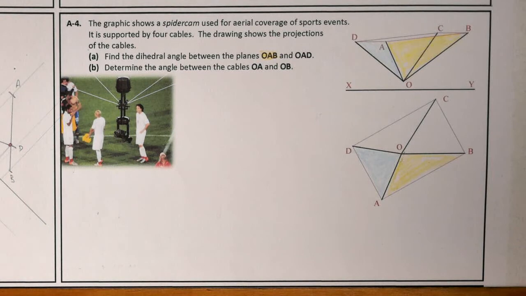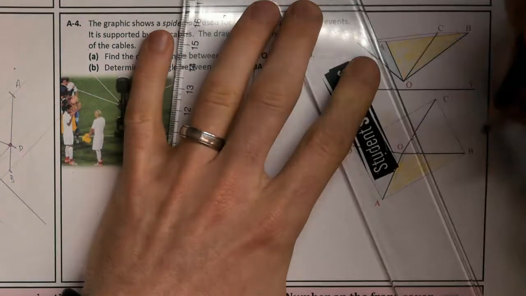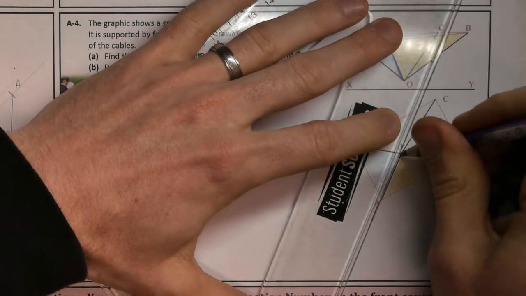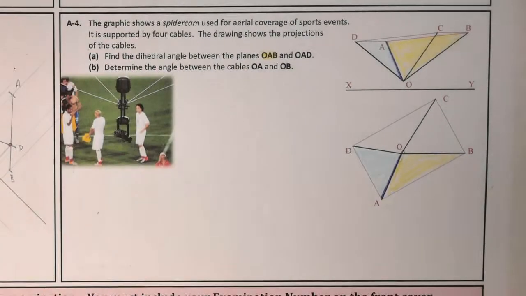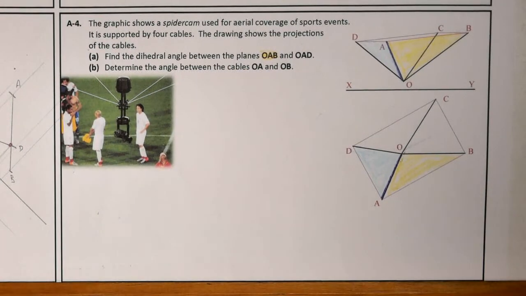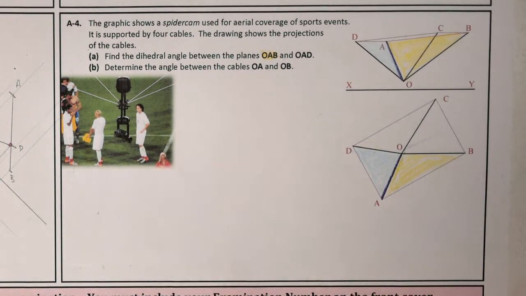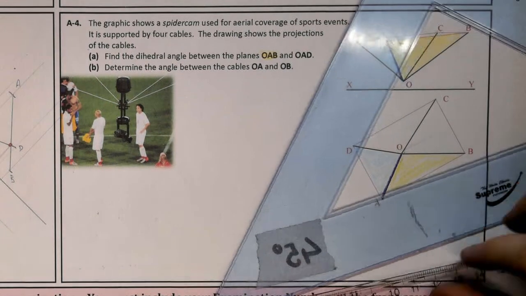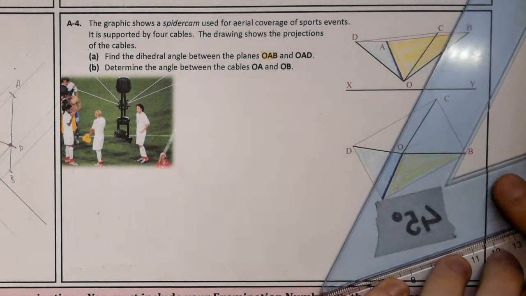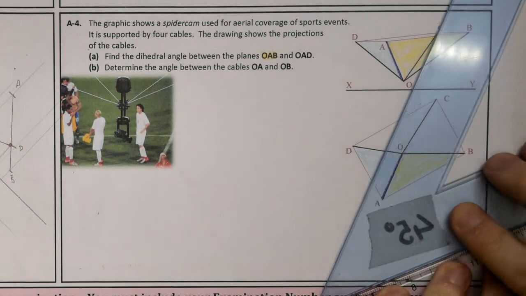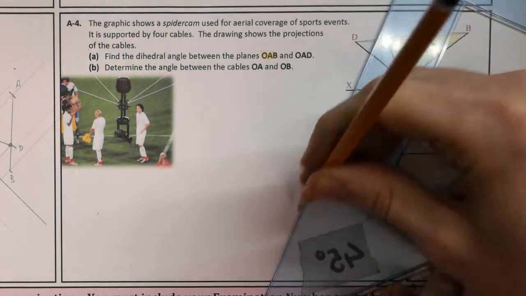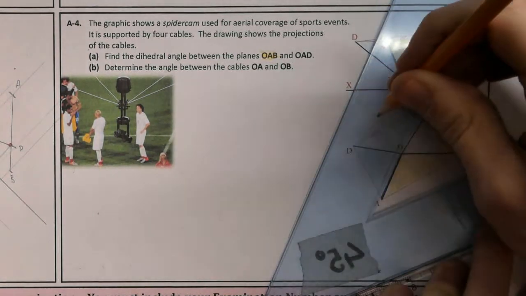They're asking us to find the dihedral angle between those two planes. So we want to find the point view of this line here. Before I can find a point view of that line AO, I need to find a true length of that line. So using slide and set squares, I'm going to set up an auxiliary. Here's my auxiliary set up looking perpendicular to line AO.